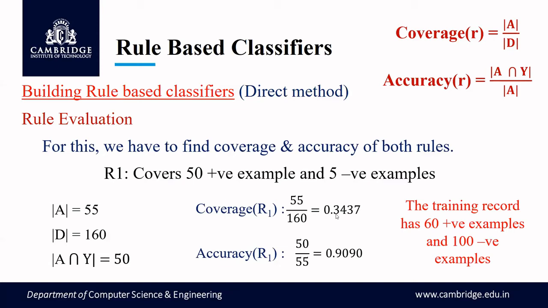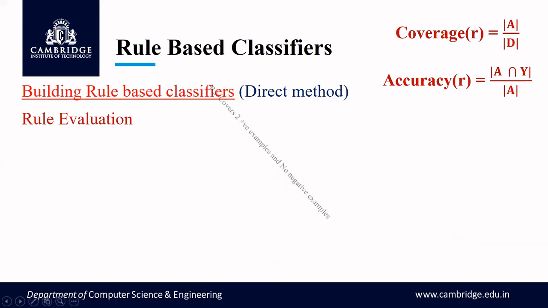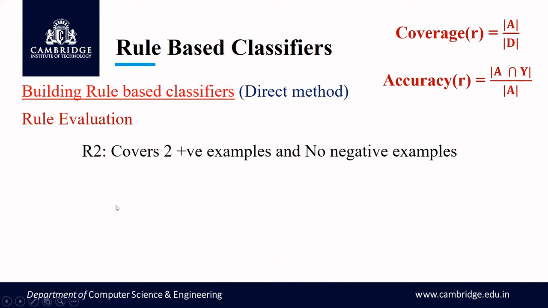Fine. So we'll do a similar thing with respect to rule 2 also. Now consider rule 2. Rule 2 says it is going to cover 2 positive examples and no negative examples. So now identify what is |A|, |D|, and |A ∩ Y|.